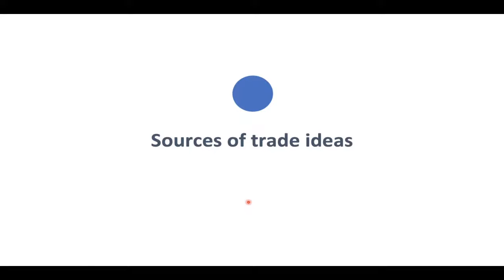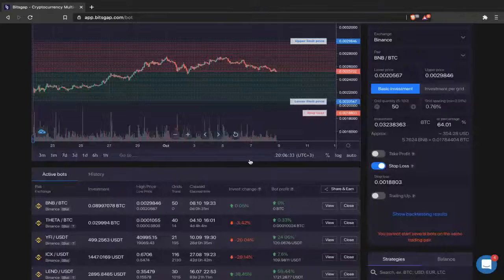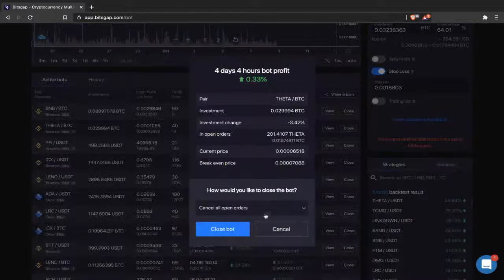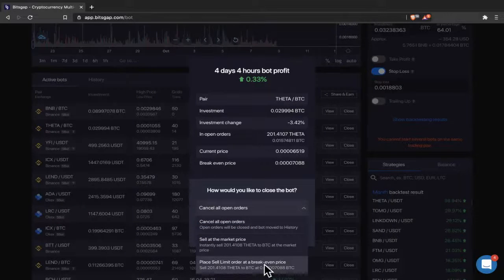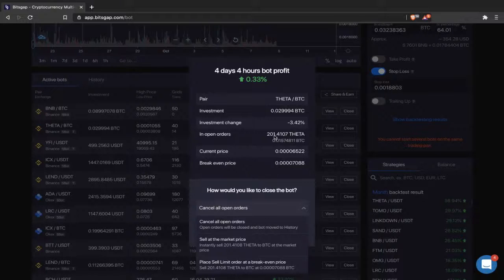All right. So sources of trade ideas. Well, actually, I forgot to mention some other exit strategies that we have, and they are over here. If you click on close, you see the break-even that I already explained. The next one is to sell at the market price. So if you press this one, at the current price, it will sell all of the base currency, and that's exactly 201 ETH for my example. Then that's the 100% exit from the market.